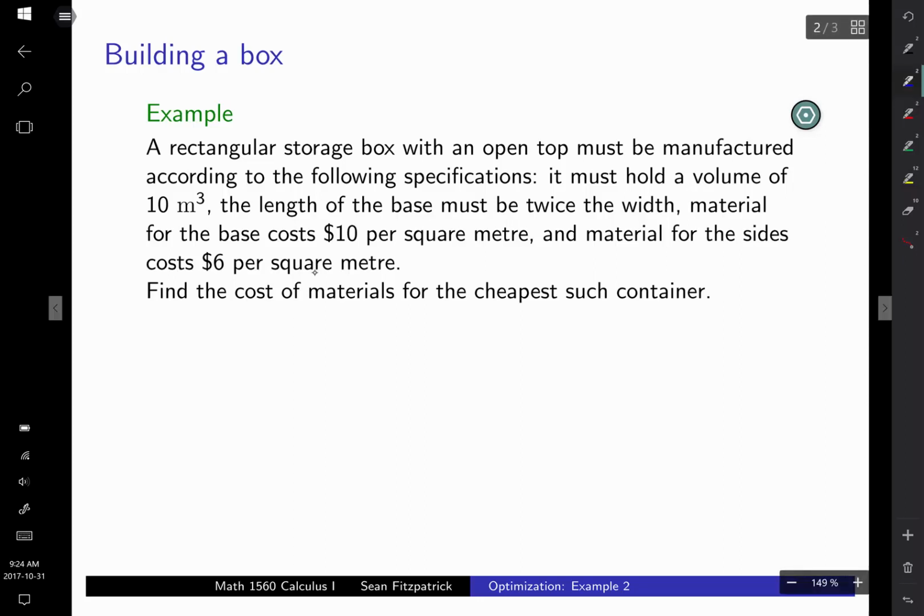So what are we trying to do? We're trying to minimize construction cost. Okay, so we got to come up with a function that describes the cost of building this box. And so the first thing we're going to do is we're going to draw ourselves a box. Never hurts to have a picture.